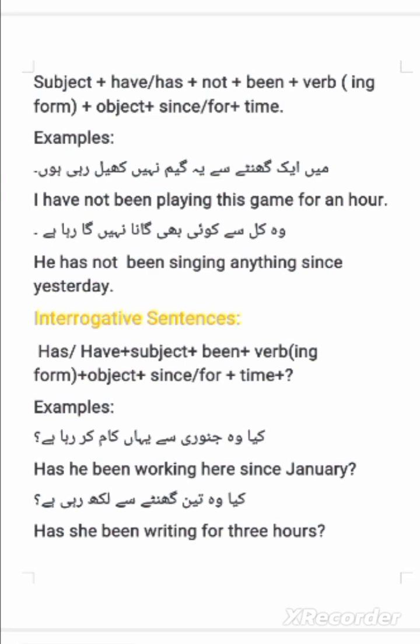Okay, वो कल से कोई भी गाना नहीं गा रहा है. Right, so same, we will apply the same formula in the same way.